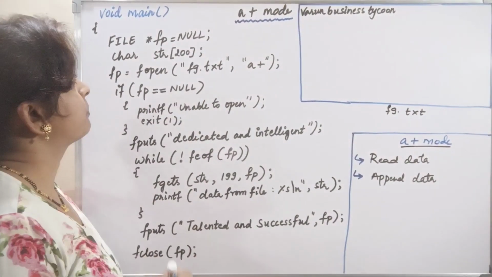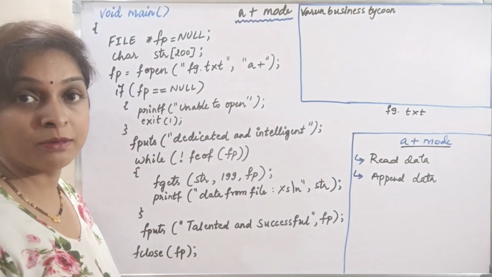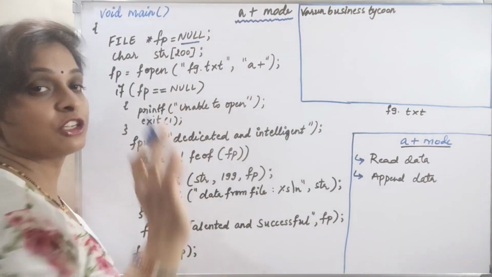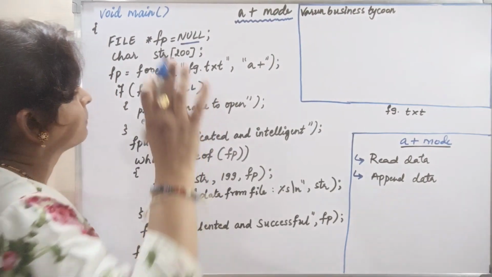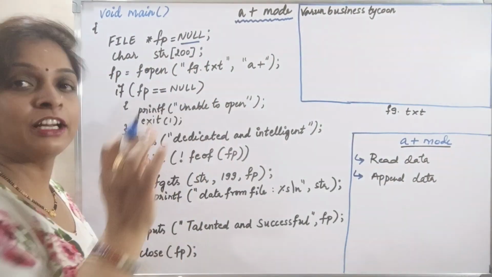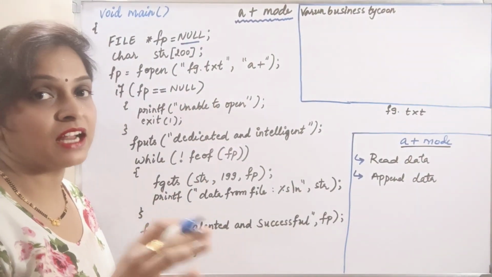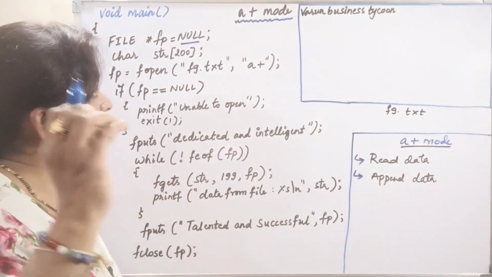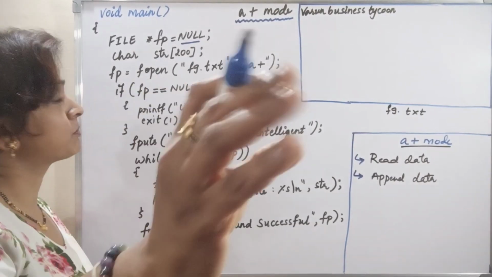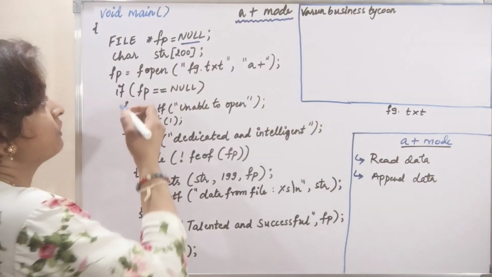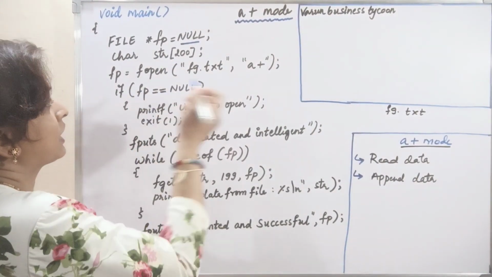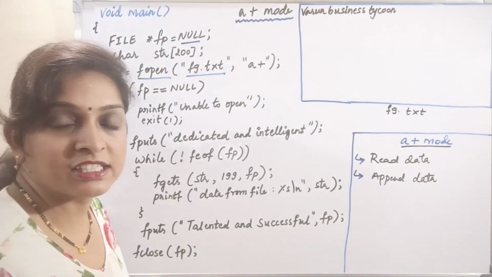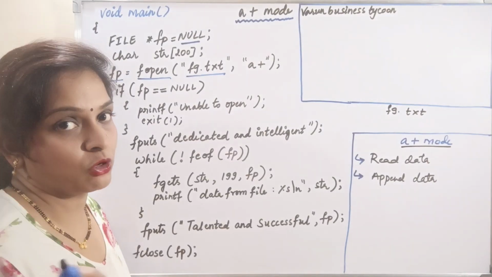So here we have a program, and as usual we have the file pointer FP, initially pointing to null. If the pointer is pointing to null, it indicates that it is not pointing to any file. So by default, initially let me say it is pointing to null. Then we have the character array str, then I say fp equal to fopen f9.txt. We are trying to open f9.txt.